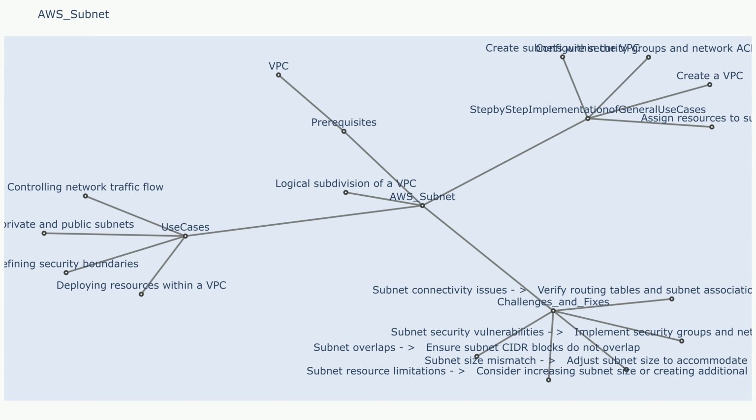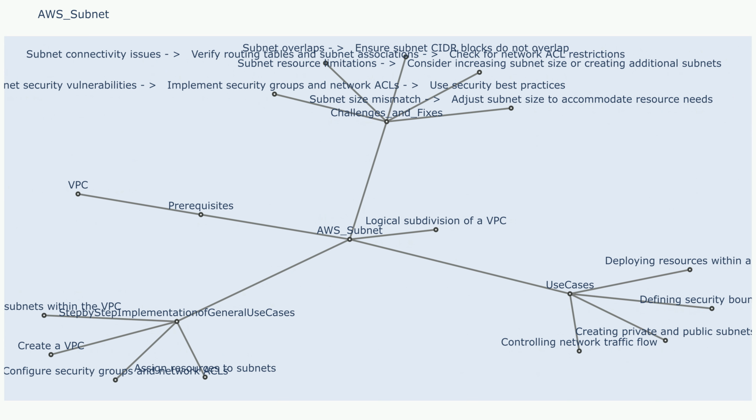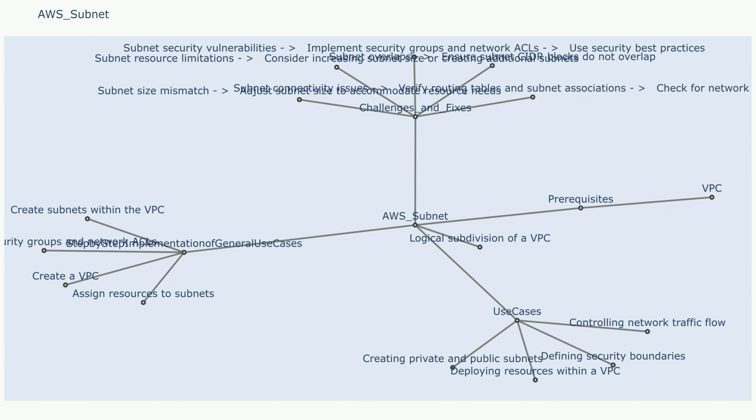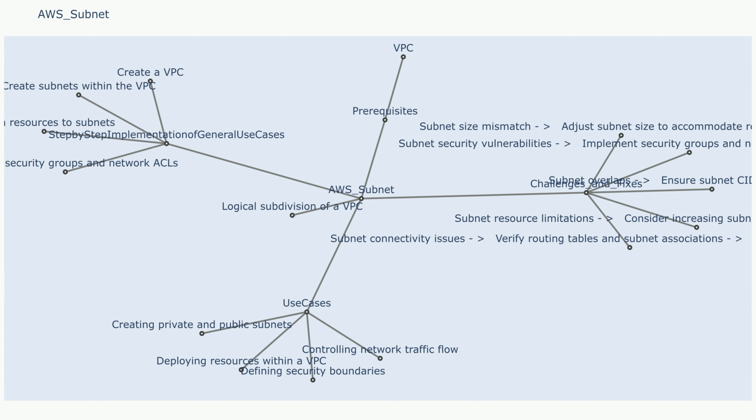Challenges and fixes. Subnet size mismatch: the subnet CIDR block might not be large enough to accommodate the desired number of resources. Adjust subnet size to accommodate resource needs. You can modify the CIDR block of an existing subnet or create a new subnet with a larger CIDR block.